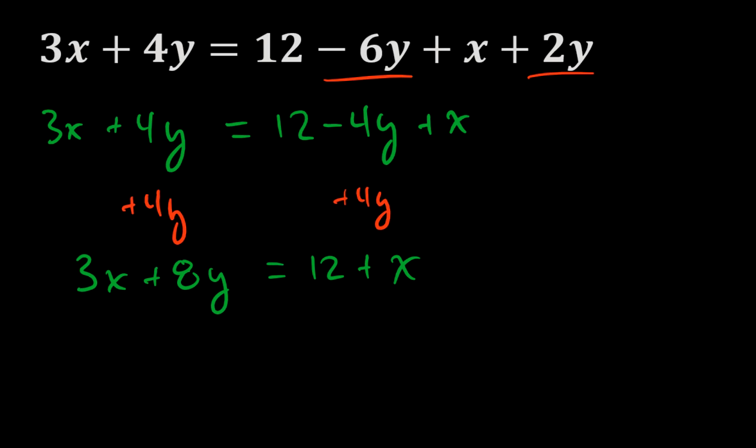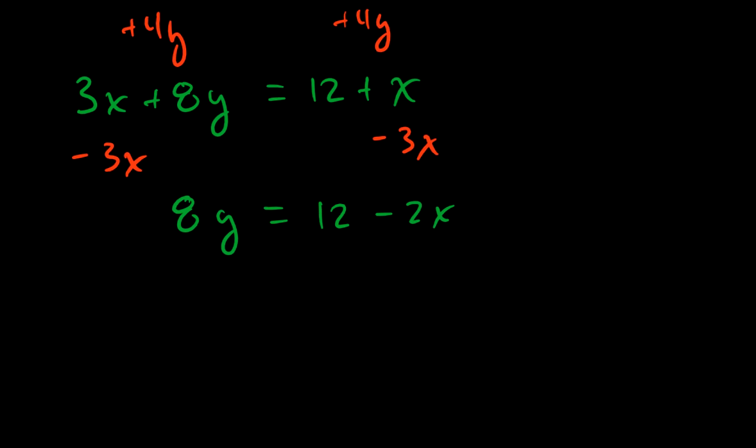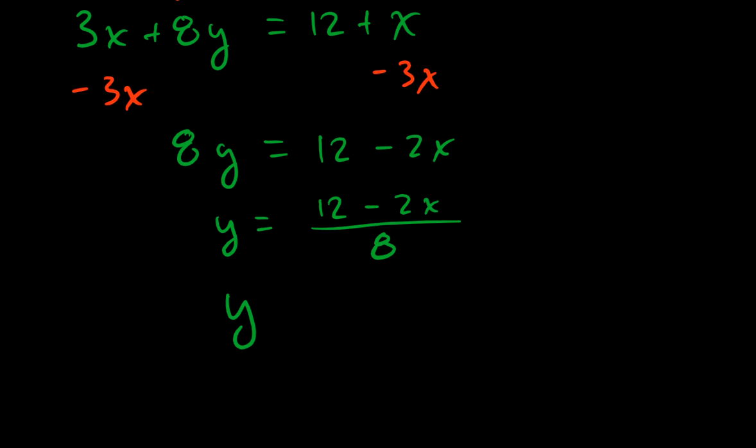I think the next thing that I'm going to do is from each side I'll subtract 3x. And that's going to give us 8y equals 12 and then minus 2x. And then the last thing I could do is divide both sides by 8. Two ways I can do that, right? I can show this, which is saying I need to divide that entire denominator by 8. But I can also divide each one of them separately by 8. I can write this as 12 over 8 minus 2x over 8.